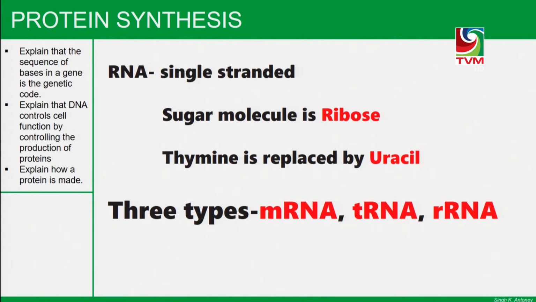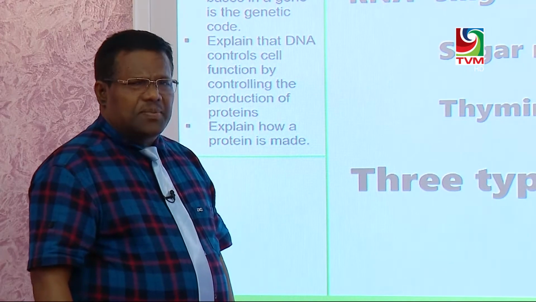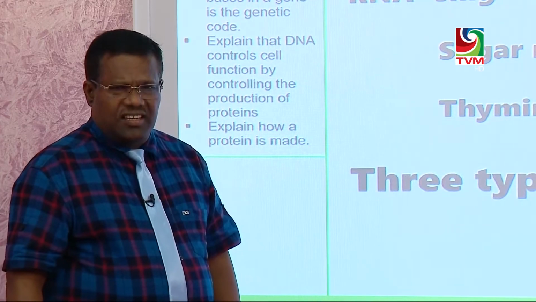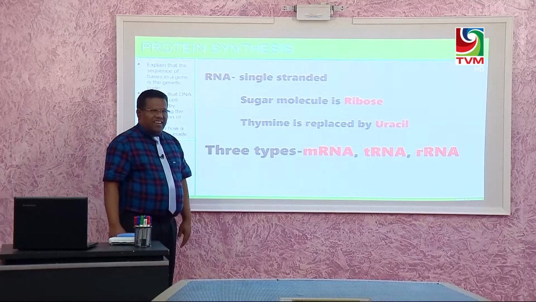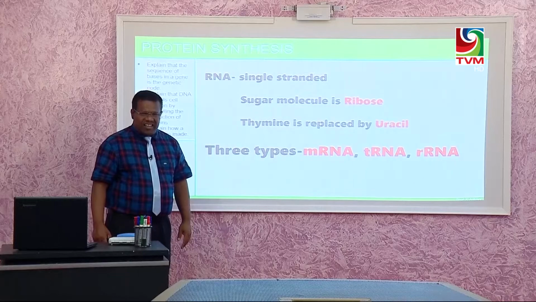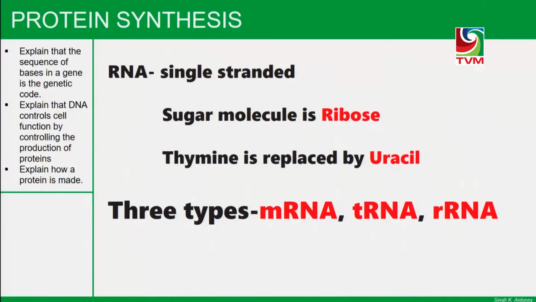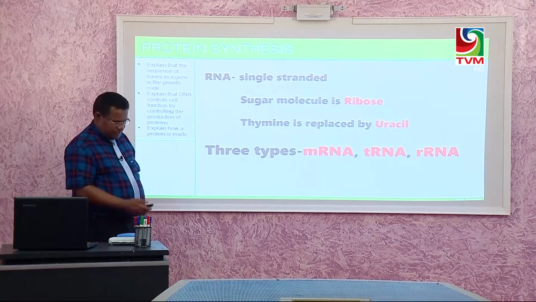DNA is only of one type, whereas in RNA, there are 3 different types based on their functions. mRNA, which means messenger RNA, tRNA, transfer RNA, and rRNA, or ribosomal RNA. These are the 3 different types of RNA, and these RNAs have their own role to play in the process of protein synthesis.